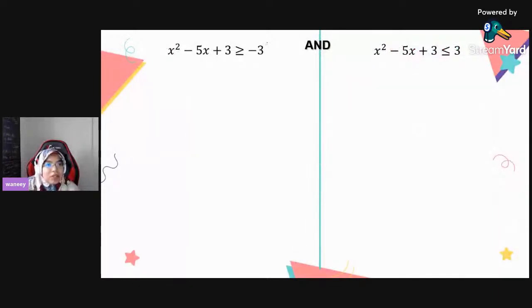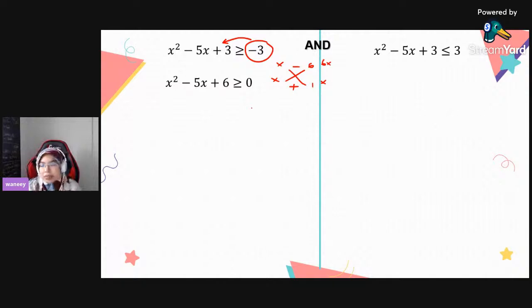So now, negative 3, I'm going to bring it to the left hand side. So it will become x squared minus 5x plus 6 greater than or equal to 0. And then of course, you should factorize them completely. So we will get x minus 6, x.